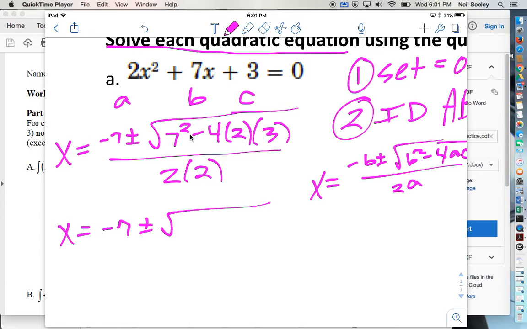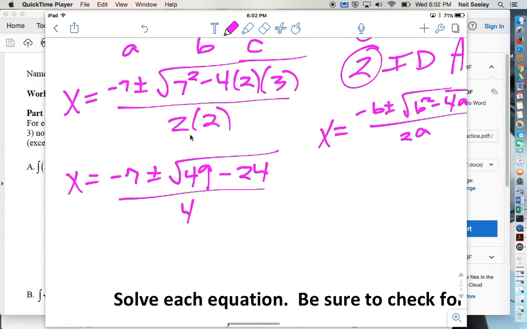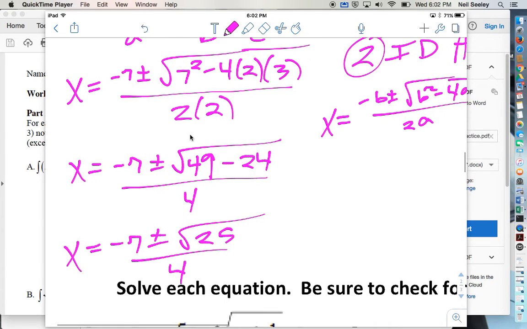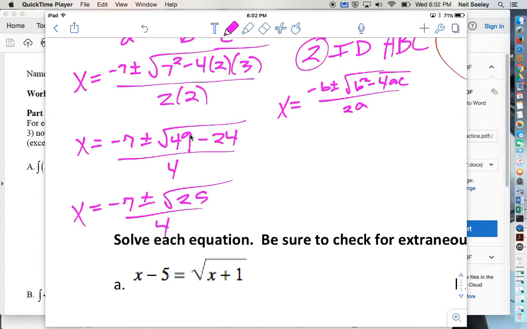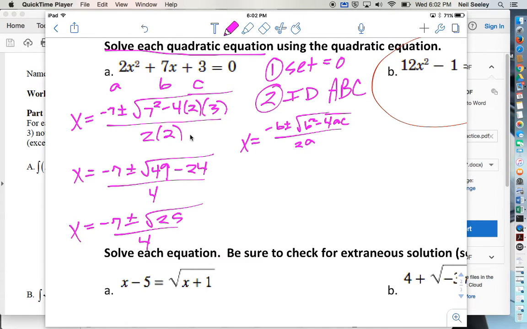For this one, we get 49 on the left, and then 3 times 8, 24. And on the bottom is 4. Starting to look pretty good. And then if I solve it again, negative 7. I'm sorry, simplify it. This would be 25 and 4. We're in good shape. This is going to be a two-solution quadratic, which means graphically, and this is what we looked at in class, it is a graph that crosses the x-axis twice.